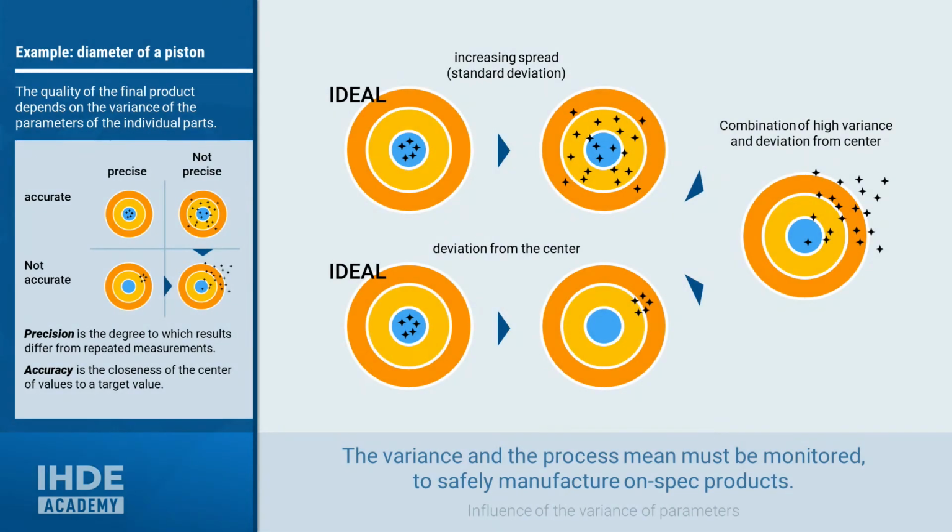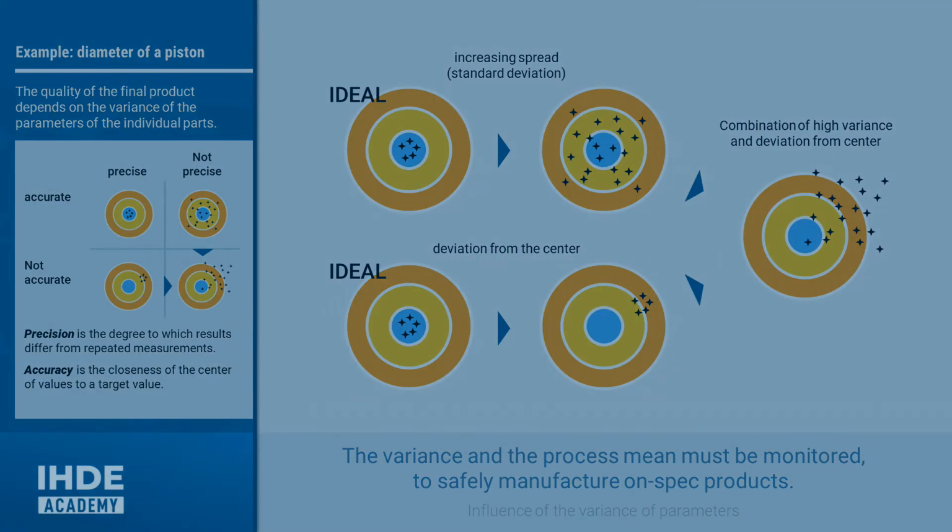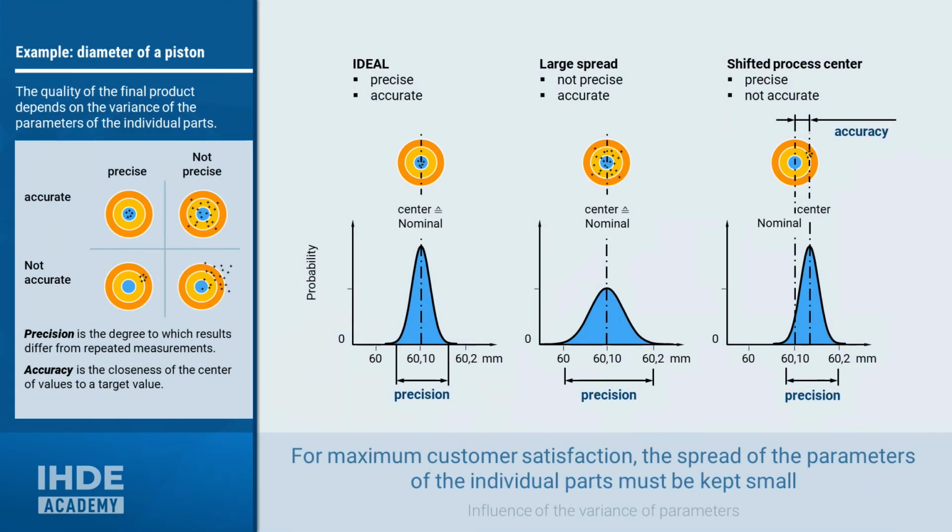Of course, the various influences can also overlap and lead to results that are neither accurate nor precise. For example, a trembling shooter with a poorly adjusted rifle scope. In the practice of a manufacturing process, this means that both the process center or process location and the spread of the process results are monitored.